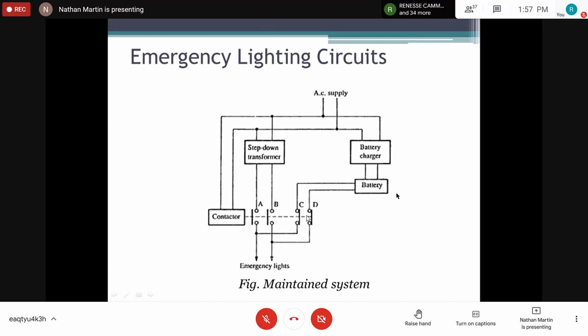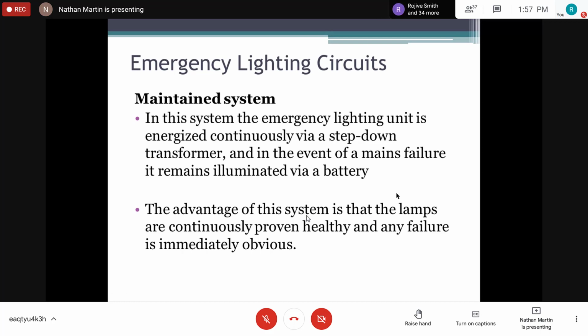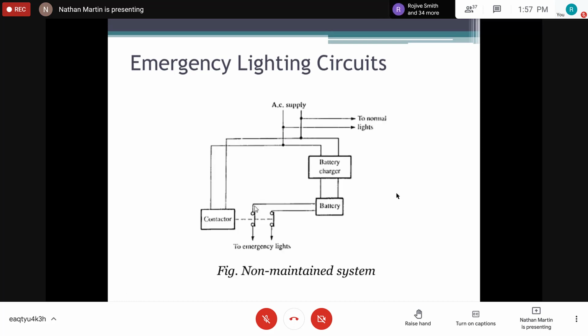Now, in the non-maintained system, there is the situation that once light goes is when you actually want the emergency light to come in, right? So this is our normal lights, and this is our emergency light, what we'll put up in the building, right? We have our contactor that is connected to our mains, and it's a normally closed contact. So once light goes, right, this will close and the emergency light will come on, right? This is our non-maintained system.